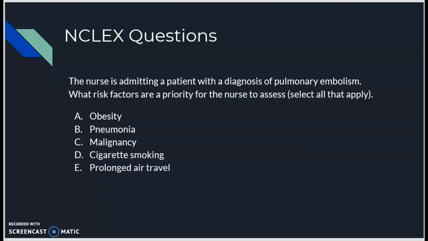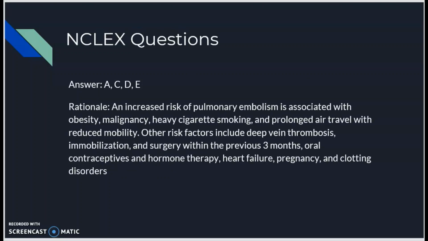The nurse is admitting a patient with a diagnosis of pulmonary embolism. Which risk factors are a priority for the nurse to assess? Select all that apply. A. Obesity, B. pneumonia, C. malignancy, D. cigarette smoking, E. prolonged air travel. Answers are A, C, D, and E.